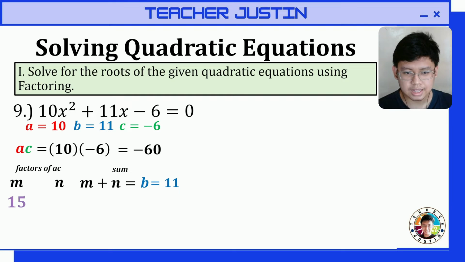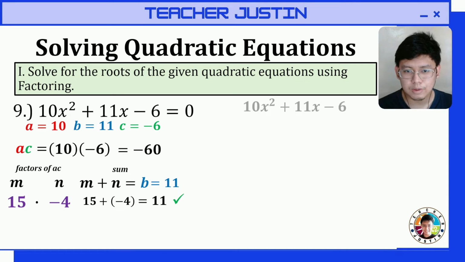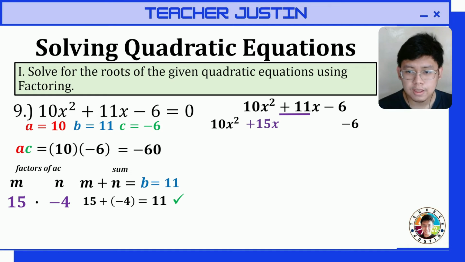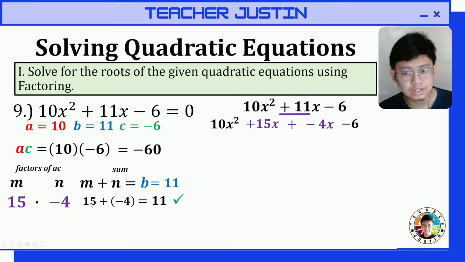So, we can say that 15 and negative 4. So, 15 times negative 4 is negative 60. Pag inadd natin, 15 plus negative 4, it is equal to 11. Now, let's rewrite our equation. Kopyahin natin yung trinomial. 10x squared plus 11x minus 6. Okay, kopyahin natin si first term at si last term. At si middle term, i-express natin siya to the sum of 15x and negative 4x. Ayan. So, saan nanggaling si 15x at si negative 4x? Sa factors ni negative 60 na pag inadd, the answer is 11.